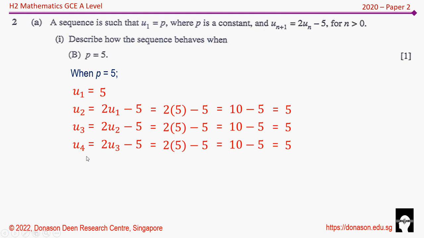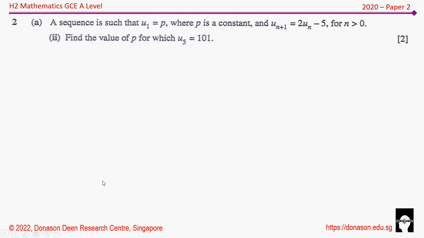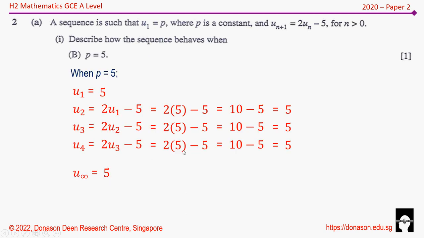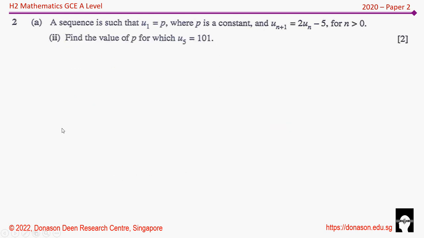So no matter how many terms you keep going to, the value always remains 5. So if you go all the way to infinity, what would it be? It would still be 5. So 2 times 5, and from that you subtract 5, which would still become 5. So when the p value is equal to 5, the sequence tends towards a finite value of 5. Okay, what about part 2?